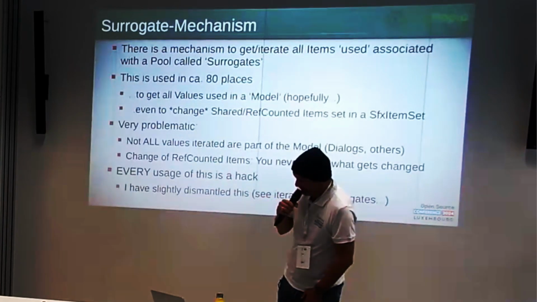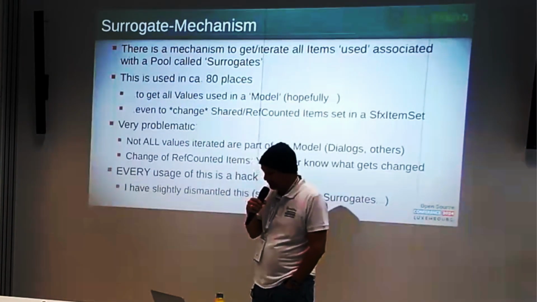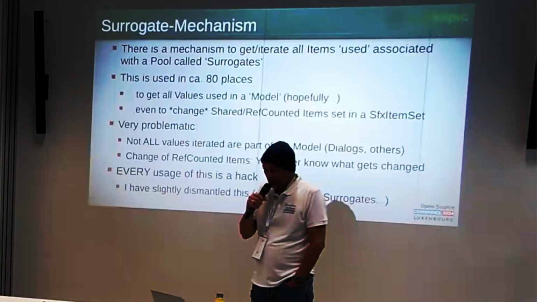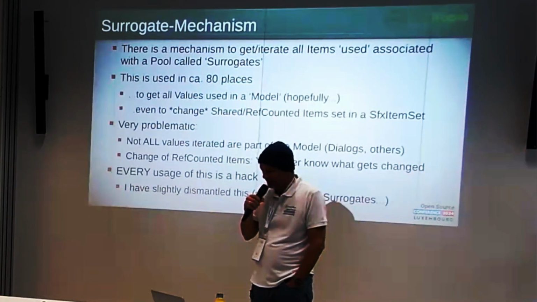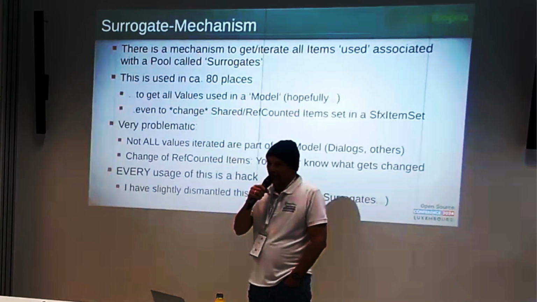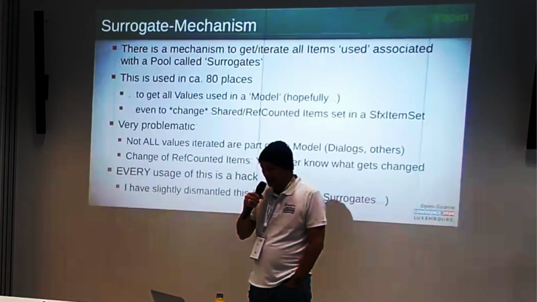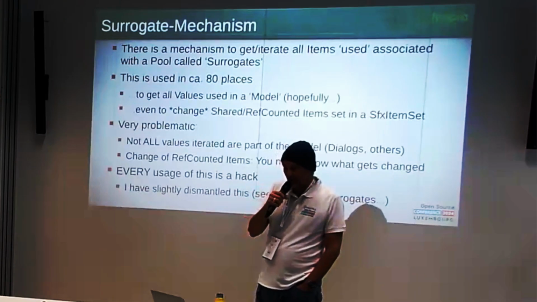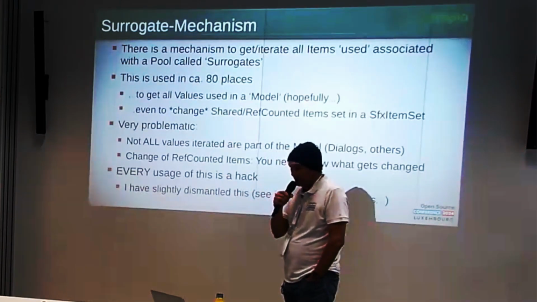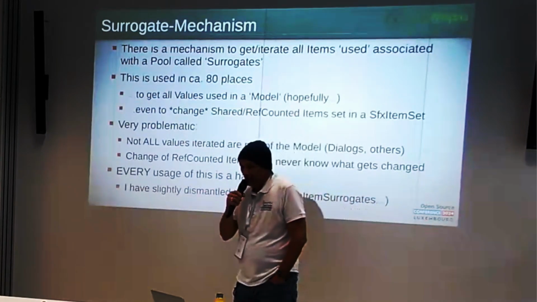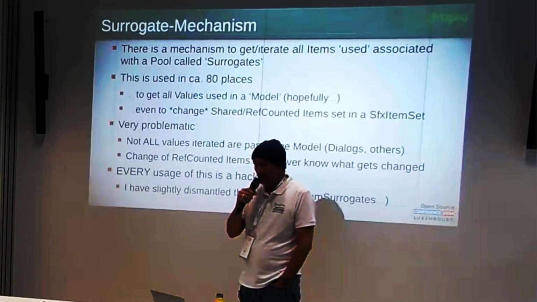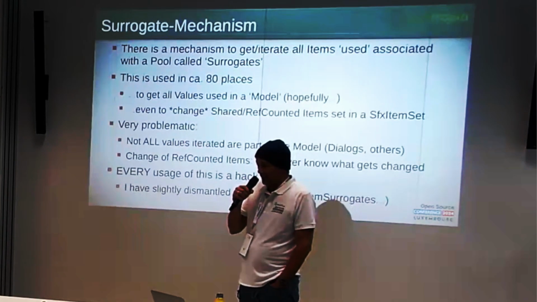And we have something called the surrogate mechanism. This is also a pretty hard thing to remove, and every usage of it is a hack from my point of view. It's doing nothing else than iterating over all existing items of one type in one pool. So it was, or is, a shortcut to not have to iterate over the model yourself. The problem is, it is used to read in maybe two thirds of the cases, but in one third of the cases, it's even used to write items and to change them.